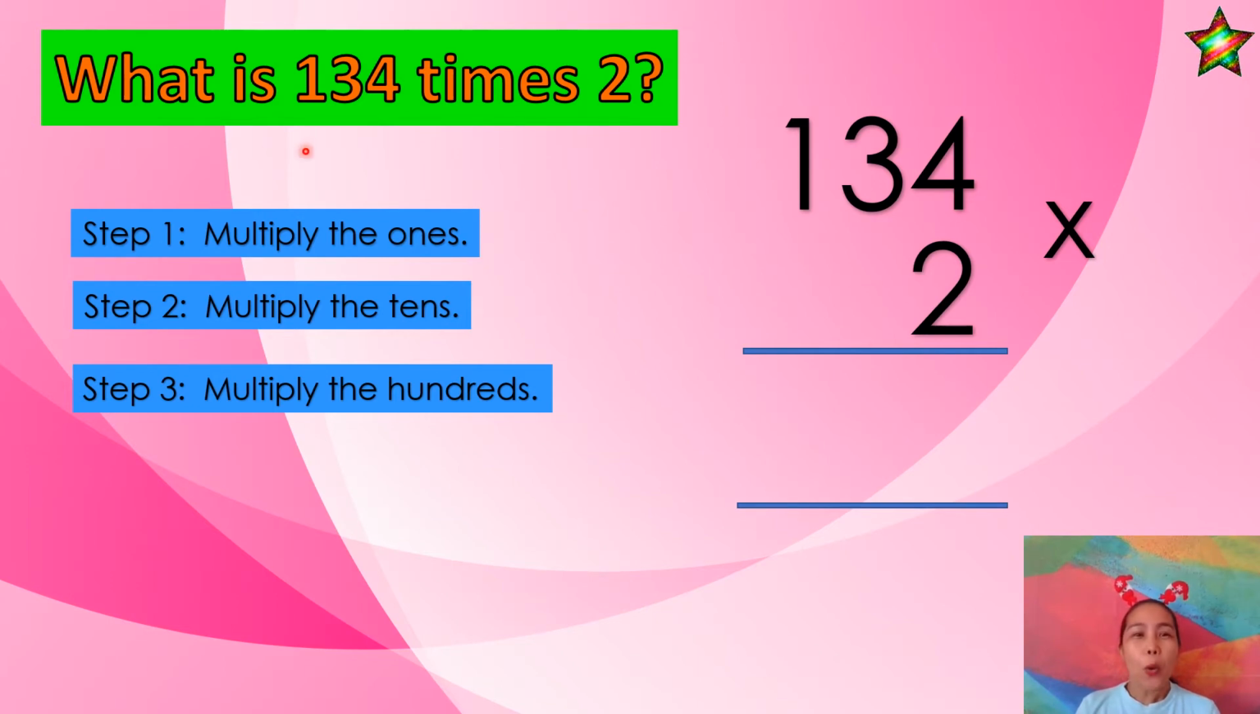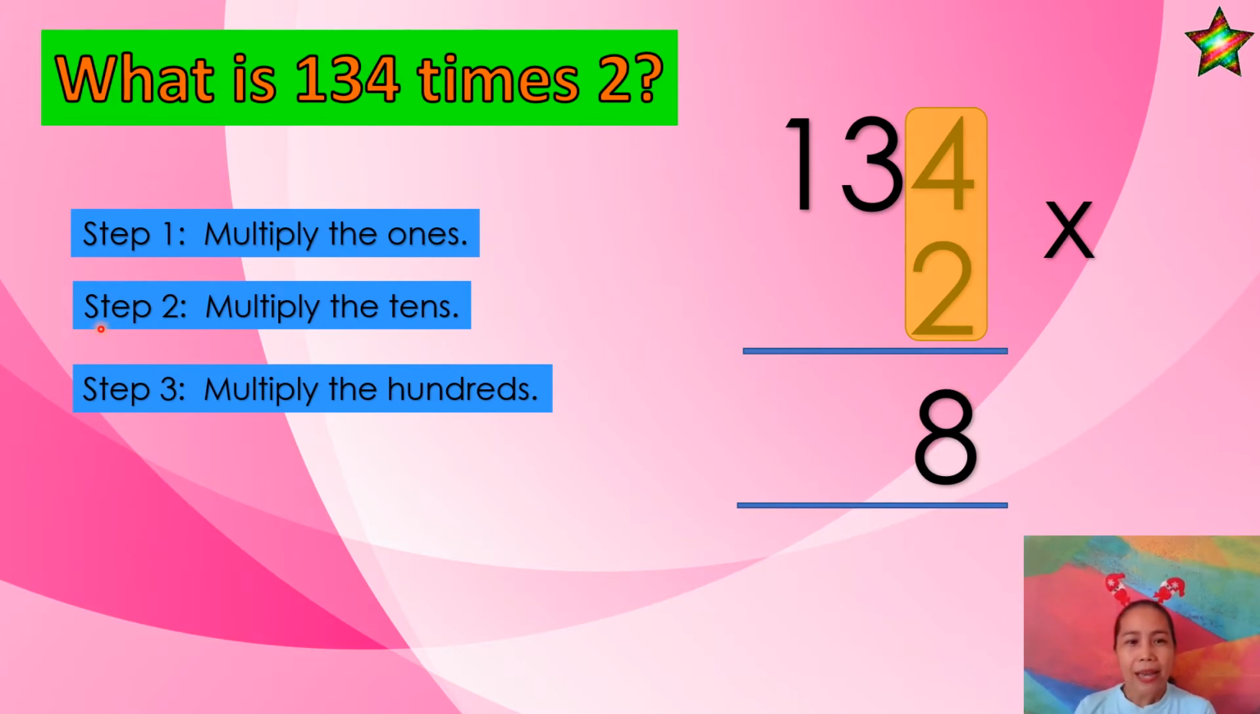Let's read this one. What is 134 times 2? Let's write 134 times 2. What is the first step or step 1? Multiply the ones, the digit in the ones place. Right, it is 4. You multiply it by 2. You can say 4 times 2 or 2 times 4 because the answer is the same. What's the answer? Right, 4 times 2 is equal to 8.